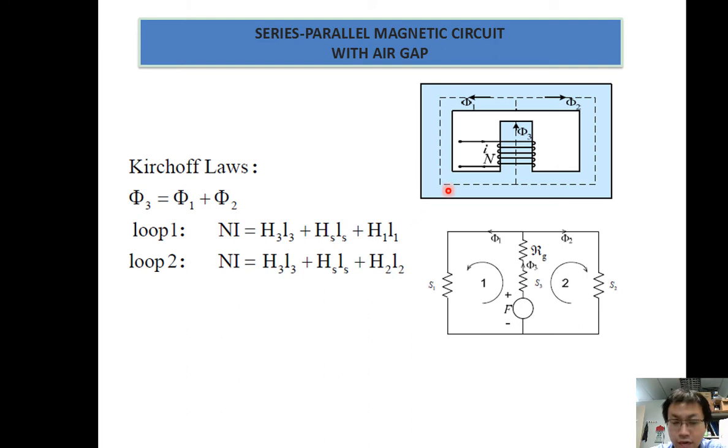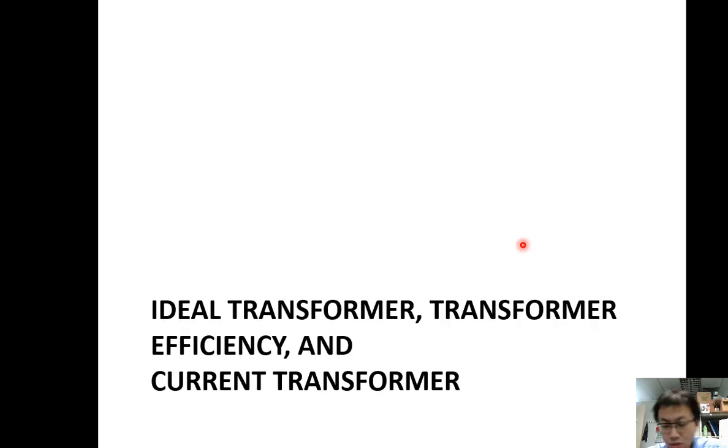Same goes with the air gap. When there's an air gap, it will be air gap reluctant. Okay. That one is just for your introduction.